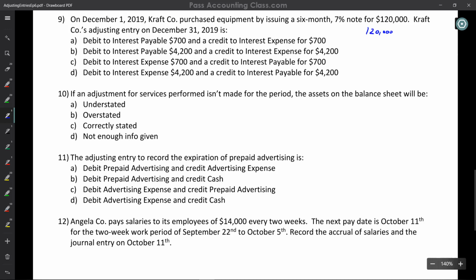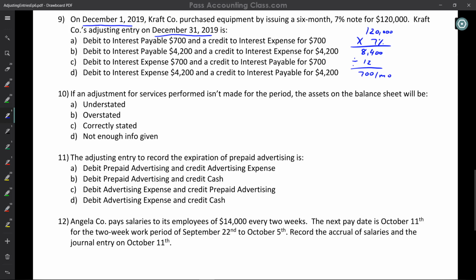I'm going to multiply that by the interest rate, which is 7%, and that leaves me with $8,400. This represents the interest amount that would be paid for an entire year. But what we're after is just 1 month, December 1st to December 31st. So what I need to do is divide this amount by 12 months. When I do that, I get $700, and that's going to be the monthly amount.